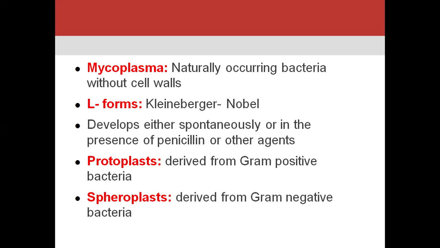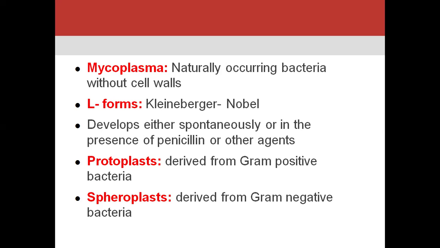And next, L forms. Klieneberger-Nobel, while she was studying Streptobacillus forms in the Lister Institute, London, observed some abnormal forms of the bacteria, and she named them L forms to honor the Lister Institute. So how do these L forms develop?